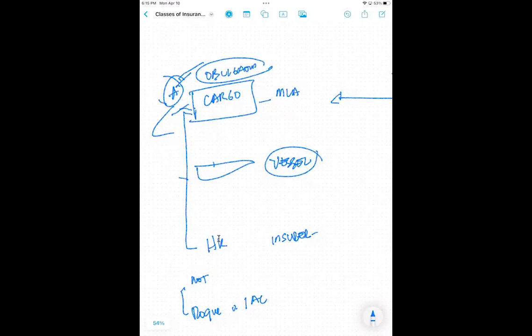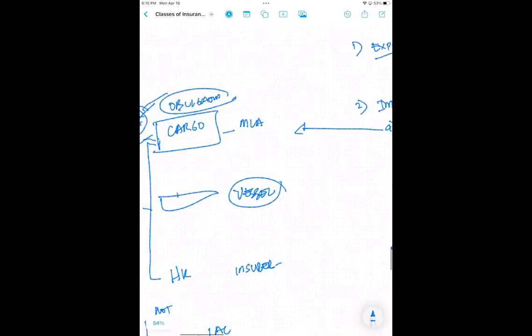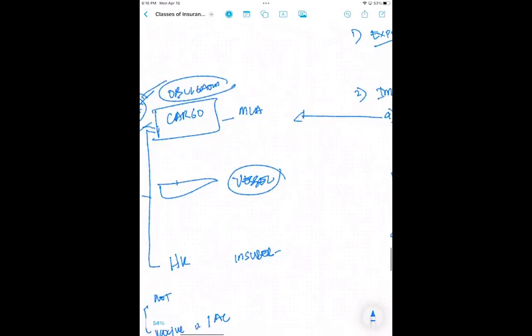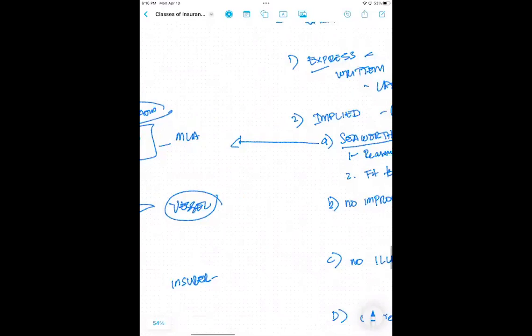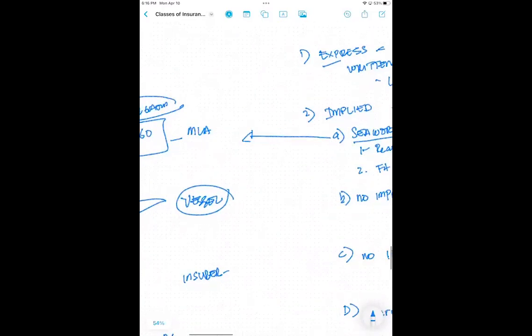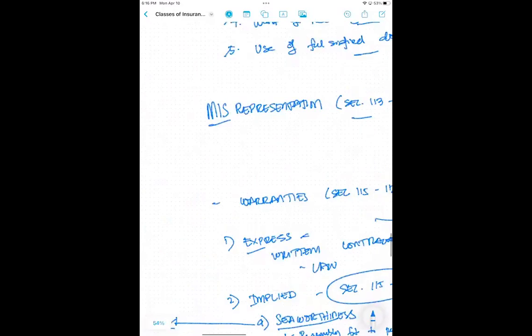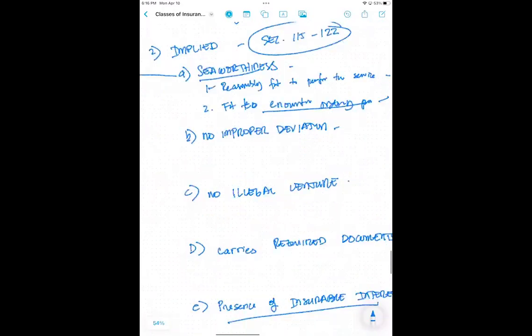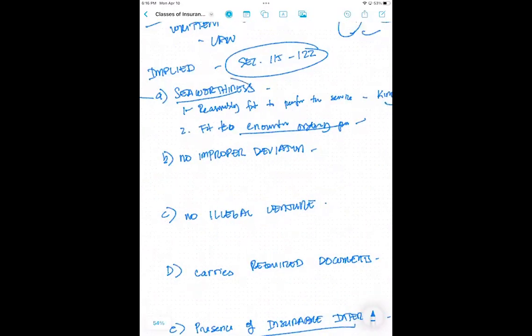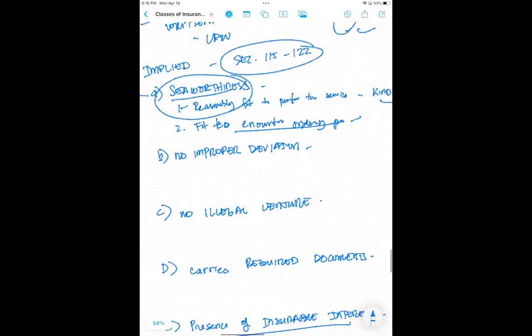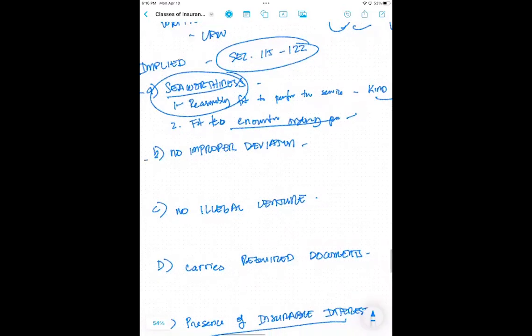Okay, so that I think is important. Now, all right, so we are done with this implied warranty of seaworthiness. Now we go to no improper deviation.